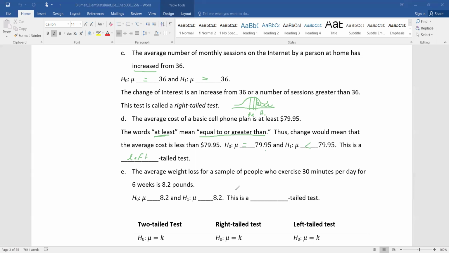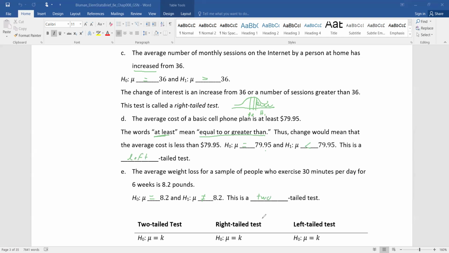All right, part E says the average weight loss for a sample of people who exercise 30 minutes per day for 6 weeks is 8.2 pounds. So once again, our null hypothesis would be that the mean is equal to 8.2. When we test people, that's not going to change. We don't see any less than or greater than or at least or anything like that. So our alternative hypothesis would basically have to just be if there's any change at all from that state. So null would be equal, and then the alternative would be not equal. And because it's a not equal to, this would be called a two-tailed test.